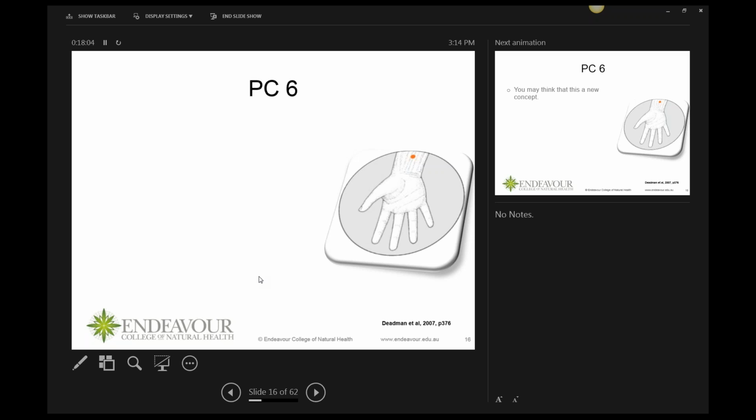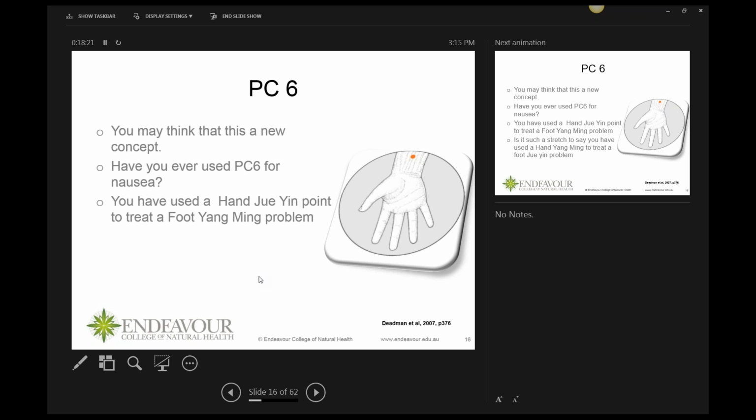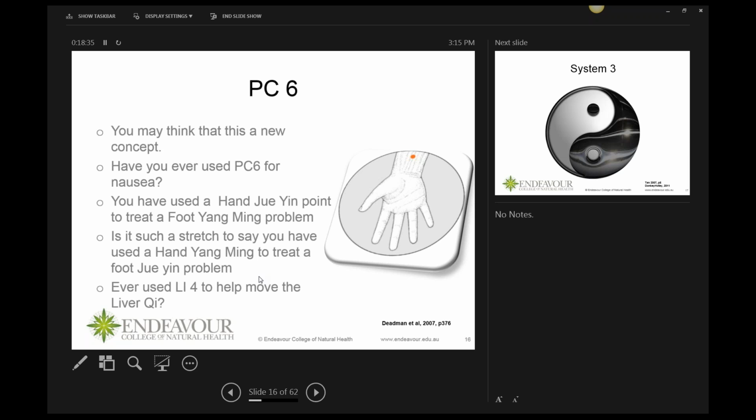Again, if you've ever thought of using pericardium 6 for nausea, essentially you've used a Shao Yin point to treat a Yang Ming problem, because nausea involving the stomach is a Yang Ming organ. And then, is it such a stretch to say that you've also used a hand Yang Ming point to treat a foot Shao Yin problem? So again, the clearest example that I could find for that was colon 4 to help move the liver qi, which I'm sure is something that we've all done.